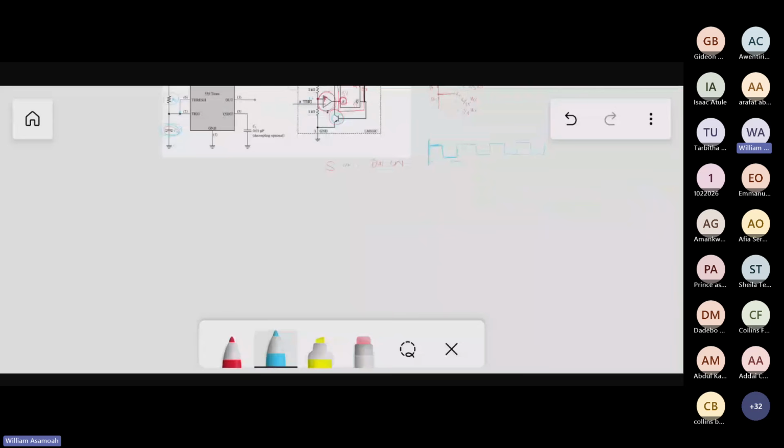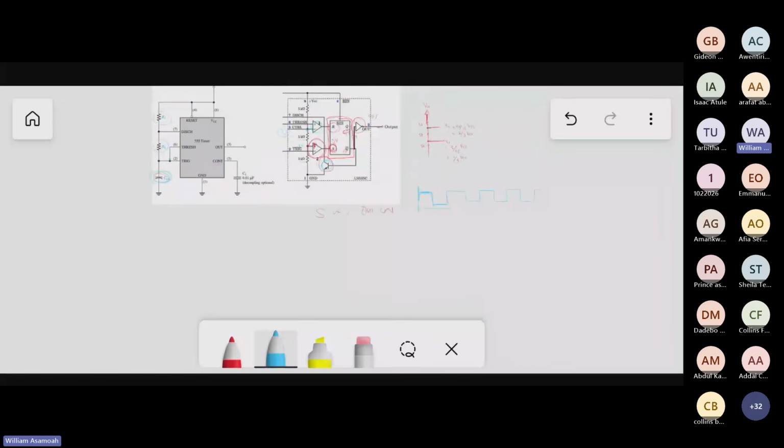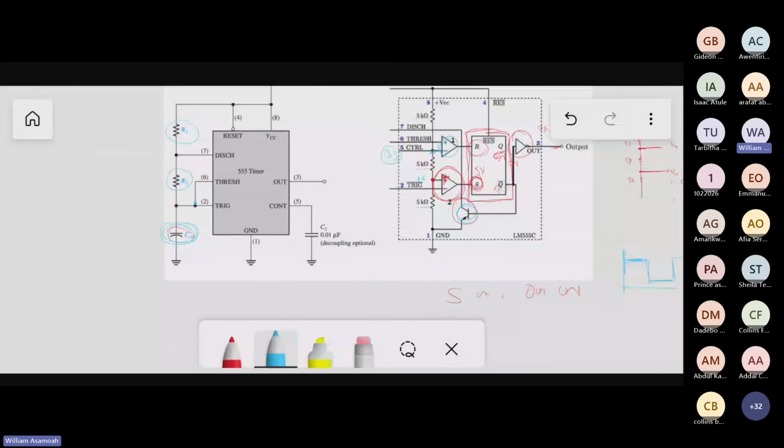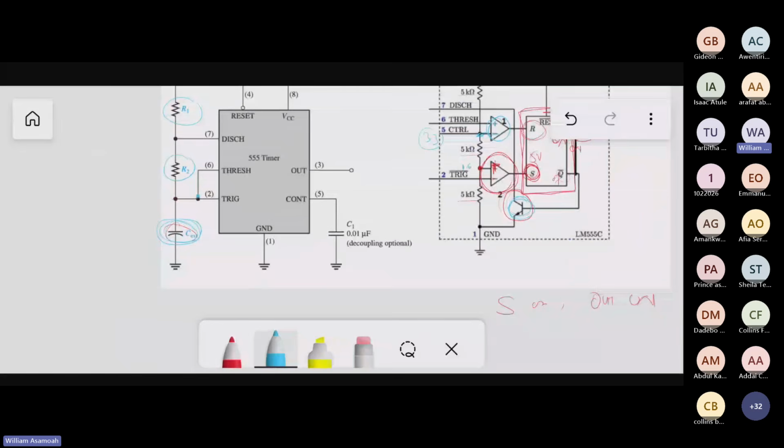No one will ask you in the exam to explain how it works, but just to satisfy your curiosity is why we are going through it. This one is very simple. We've established that if you choose resistor values R1 and R2 and the capacitor value, you can set how long your pulse wave should be and what frequency you use. So there are some formulas that we use. All you need to know is the formula. In fact, should I provide you the formulas?